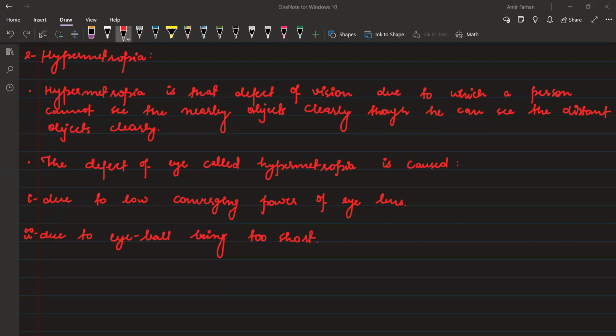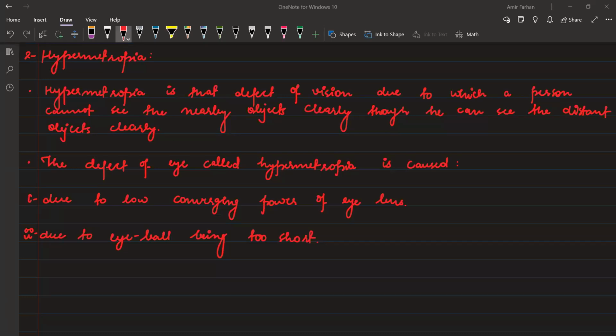The near point. In myopia, the far point is less than infinity. So basically, in this, the near point will be greater than 25 centimeters. The near point will increase. It will be greater than 25 centimeters. Okay. So in this class, let's keep this thing here.